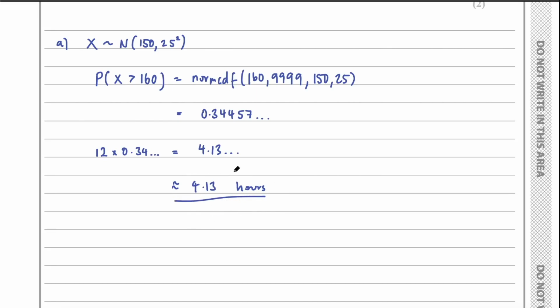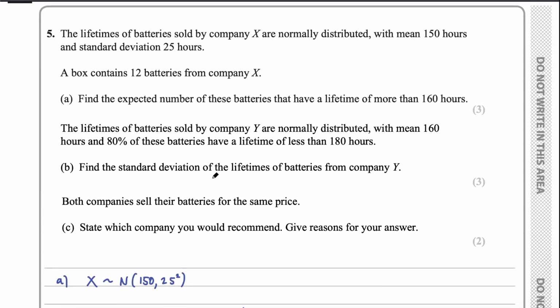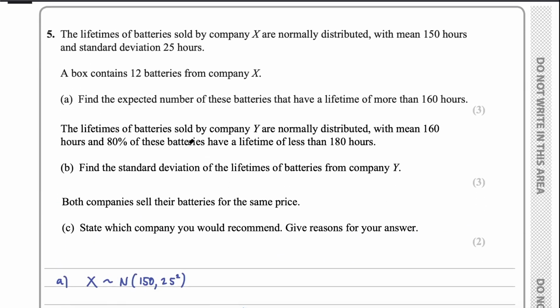Okay, so that was part A. Part B says the lifetimes of batteries sold by company Y are normally distributed with mean 160 hours, and 80% of these batteries have a lifetime of less than 180 hours. Part B says find the standard deviation of the lifetimes of batteries from company Y.